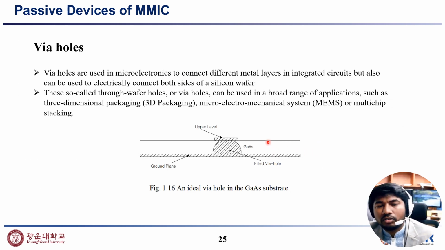And what is a via hole? Via holes are used in microelectronics to connect different metal layers in an integrated circuit, but can also be used to electrically connect both sides of a silicon wafer. This so-called through wafer hole or via hole can be used in a broad range of applications such as three-dimensional packaging, microelectromechanical systems or MEMS, or multi-chip stacking. Here a via hole is shown.